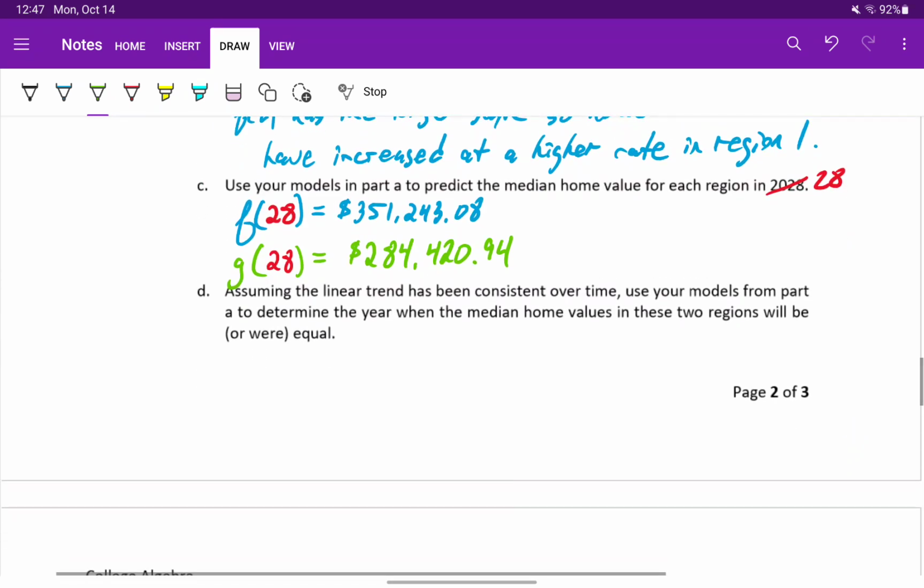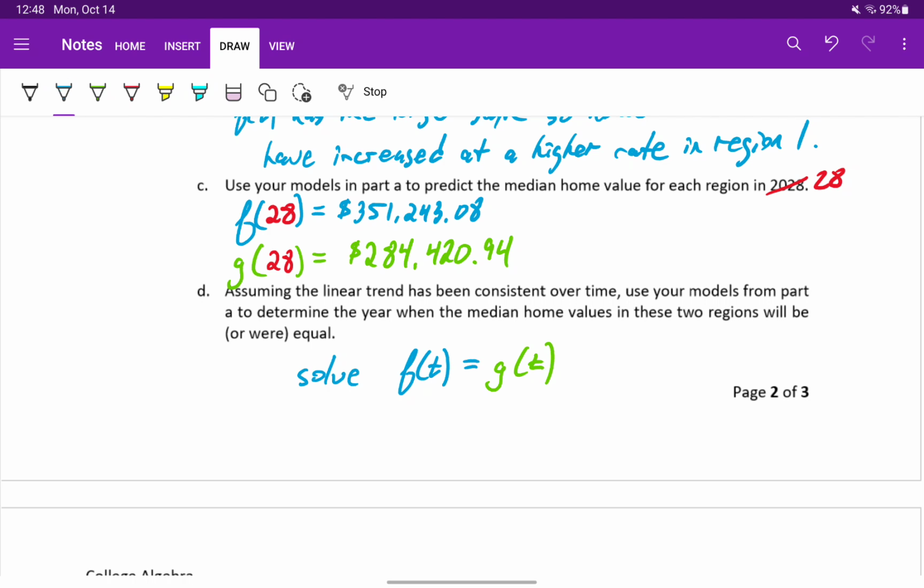In part D, we're told that assuming this linear trend has been consistent over time, meaning we can use it to predict future or past values, we can use our models from part A to determine the year when the median home values in these two regions will be or were equal. That tells us we would solve these two equations set equal to each other. So we would type in our function f of t set equal to our function g of t in Wolfram Alpha.